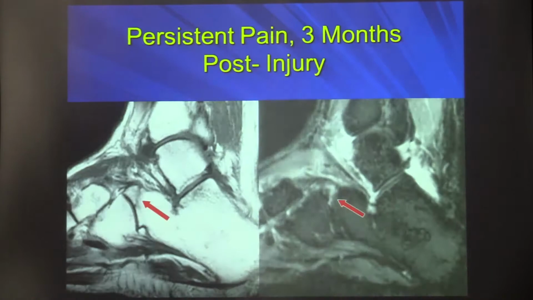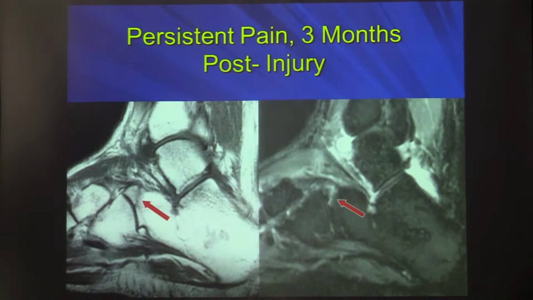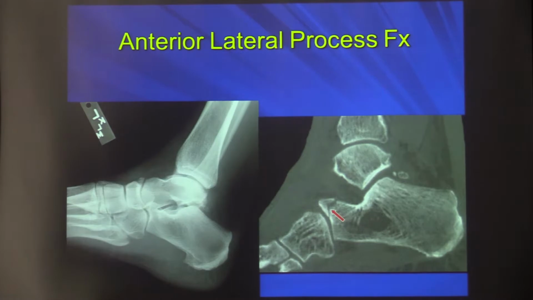Here's a patient with persistent pain 3 months following injury. Red arrow indicates a fracture, at this point again probably healing, and on the inversion recovery scan on your right. Another example here with CT, a patient with an anterolateral process fracture. Somewhat difficult to visualize. There may be something going on right in here on radiographs, but CT reformatted in the sagittal plane makes the diagnosis relatively easily.